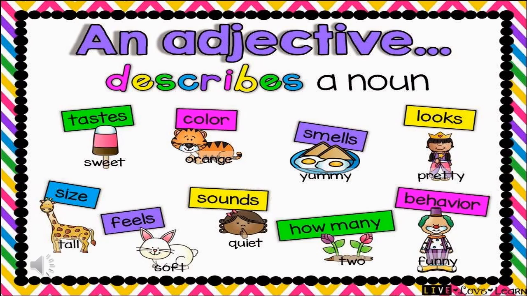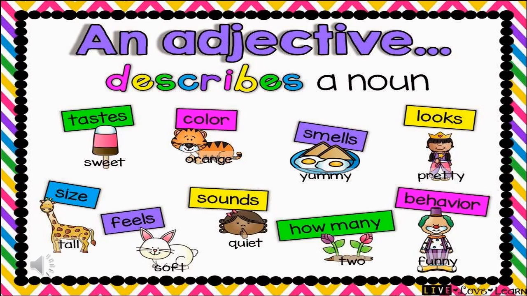An adjective can also describe how something smells. If I say this is yummy food, yummy is describing the food. So yummy describes how something smells. An adjective can describe the behavior of it. If I say he is a funny clown, funny here is describing the clown. So it's describing the clown's behavior. So funny is the adjective.